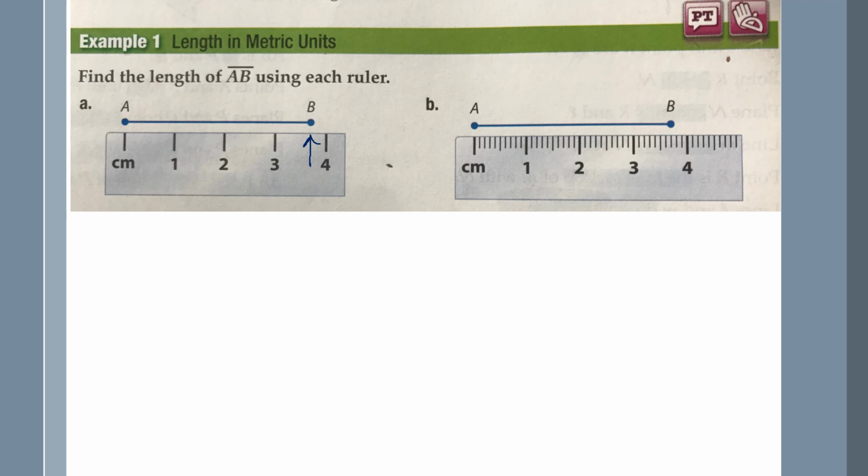Because we don't, we go to the measurement we do have. The nearest measurement we have with this ruler is 4. So we would say that AB is approximately 4. A squiggly equal sign means approximately.